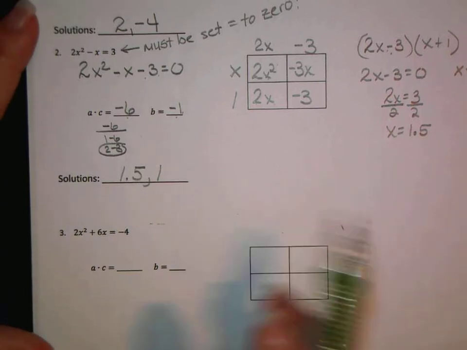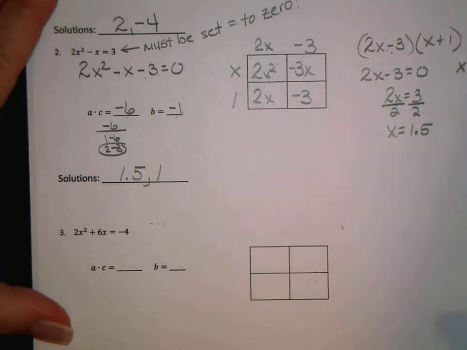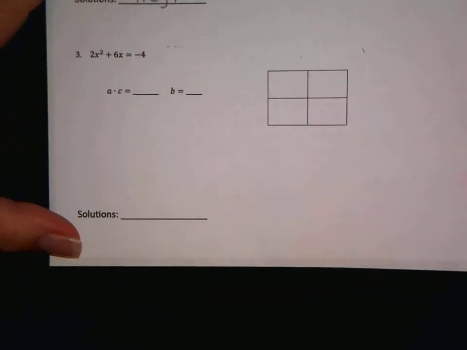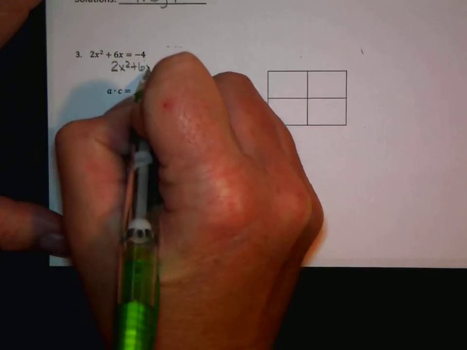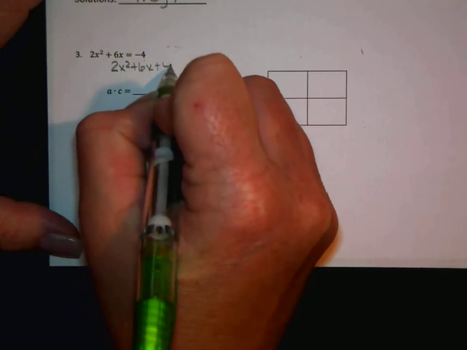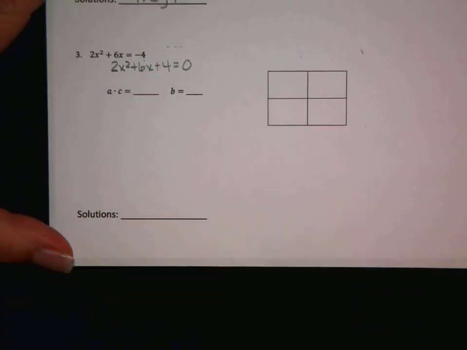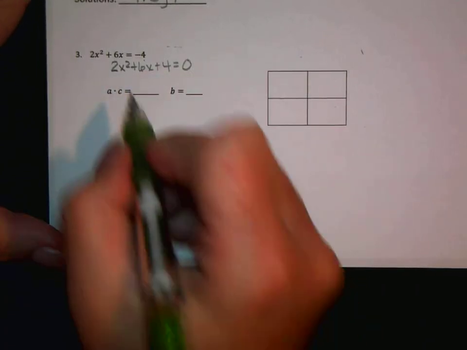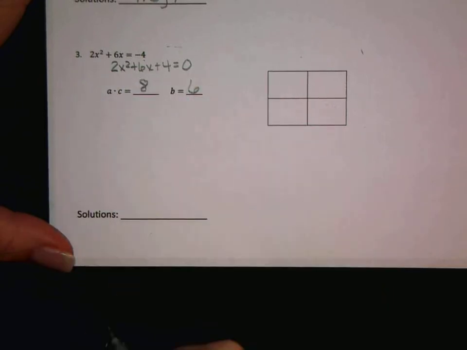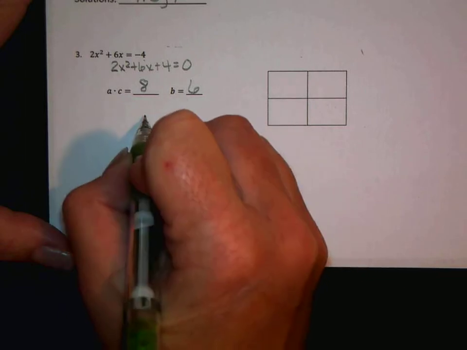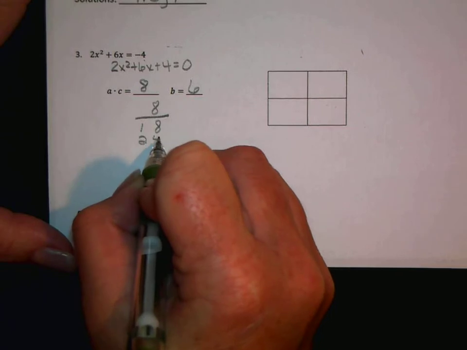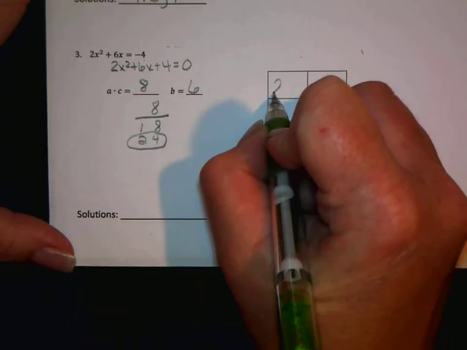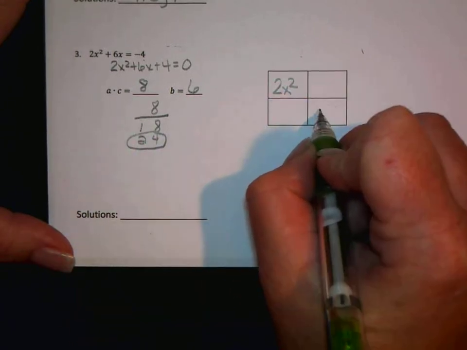All right, so next step, next problem, number 3. Same situation, not set equal to 0, so we're going to add 4. So you have 2x squared plus 6x plus 4 equals 0. Two numbers multiplied together to give you 8, but added together to give you 6. And if you don't know them already, then you need to, it's going to be 4 and 2. So the two combinations, if you list your factors of 8, it's 1 and 8, 2 and 4. Add those together. They're both positive. Fill your box in.